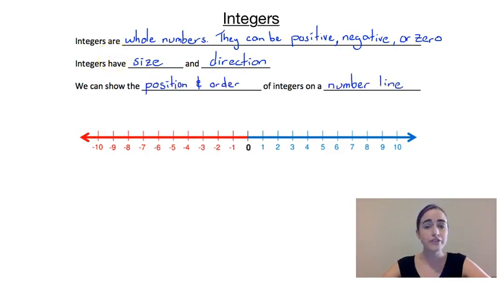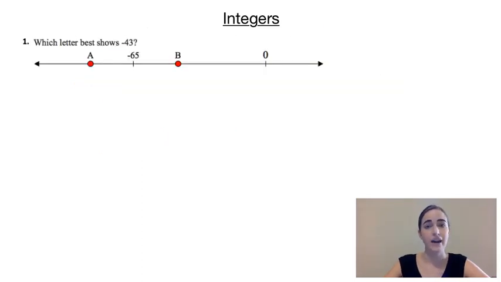So we're going to have a look at a few examples now of comparing integers and where they would sit on a number line. Our first example asks us which letter best shows minus 43. So would minus 43 be where the A is or where the B is? If we're looking at minus 43, the other numbers that we have to go off on our number line are our 0 and our minus 65. So we know that it is going to be to the left of the 0, which A and B both are, because it's a negative number.